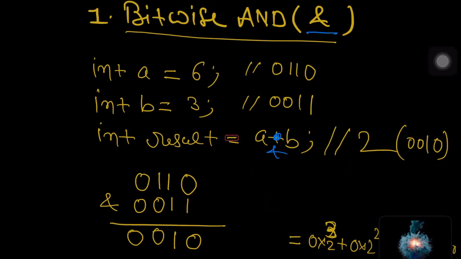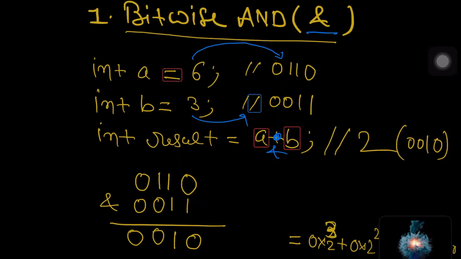A and B. In logical AND, we used to take booleans as operands, and if both are true, then we return true. But bitwise AND is different. In bitwise AND, let's assume I have taken int a equal to 6. First we have to convert it to binary, because as per the definition it will perform the operation on bits.